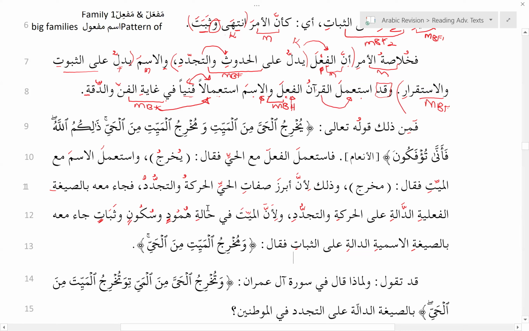Dr. Fadil is saying that if you look at the ayah of Surah Al-An'am, يخرج الحي من الميت ومخرج الميت من الحي, you can see that he used الحي من الميت with يخرج, with a verb. So he says فاستعمل الفعل مع الحي, يخرج الحي. Okay, comes together. And then when it comes to the dead, he used مخرج, which is an ism. So you can see here there's a fi'al, here there's an ism. And he says, why is this the case?